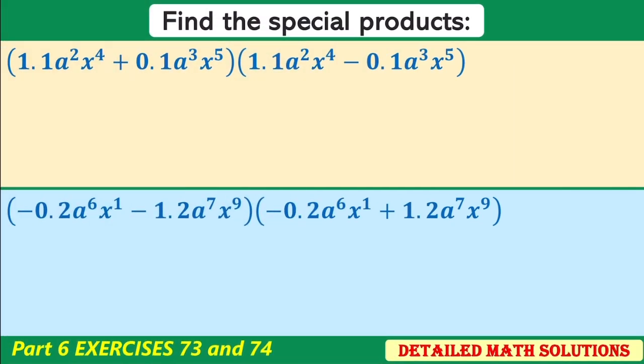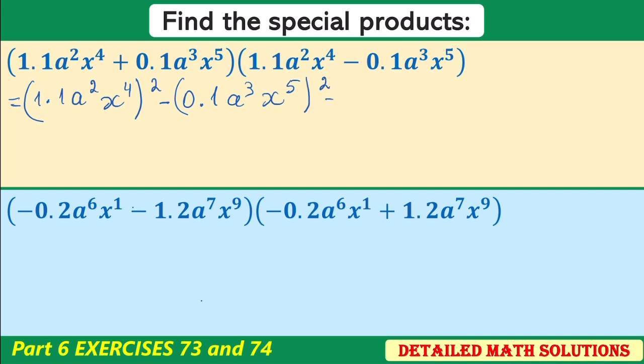In the first exercise, the term 1.1 a squared x to the fourth power corresponds to the a in the formula, and the term 0.1 a to the third power x to the fifth power corresponds to the b in the formula. Therefore, when I apply the formula, this equals 1.1 a squared x to the fourth power in parentheses squared minus 0.1 a to the third power x to the fifth power in parentheses squared.